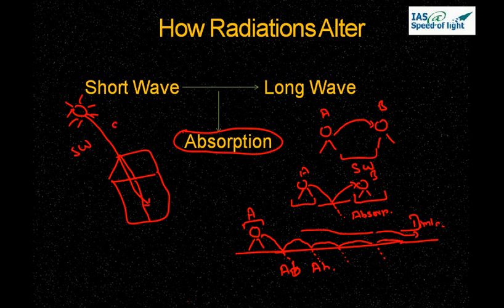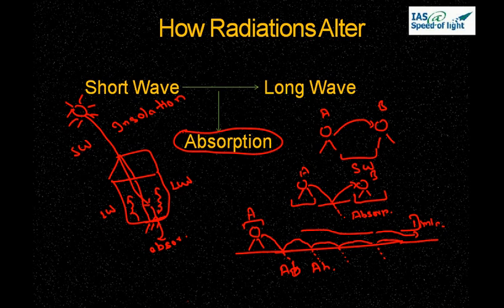Let me write it down. So insolation, that is the radiation from the sun, the short waves. Then it gets absorbed, right? So it reaches the surface, it is getting absorbed here, and in turn it will transmit the less powerful long waves, right?